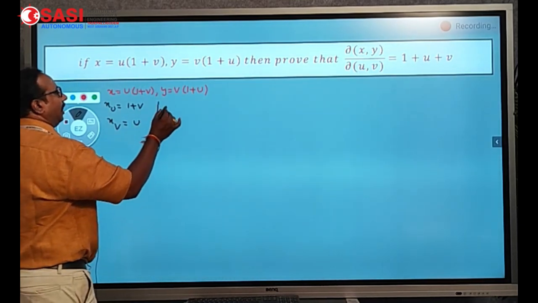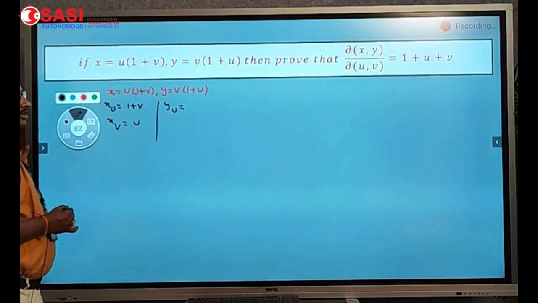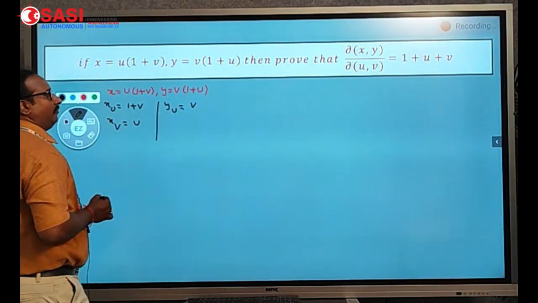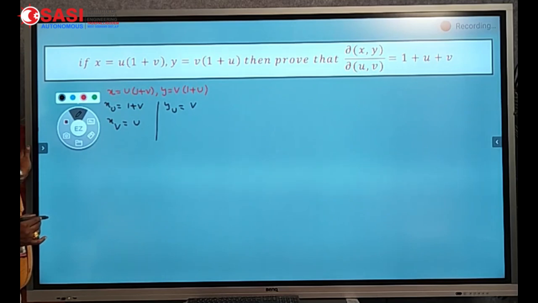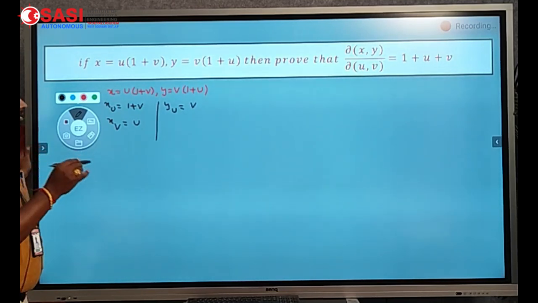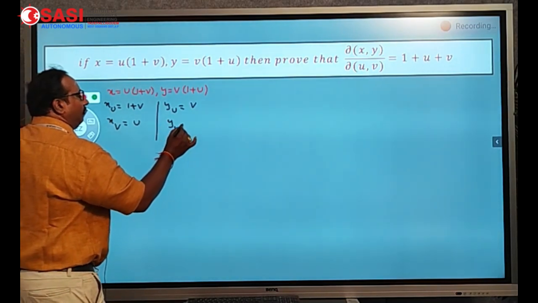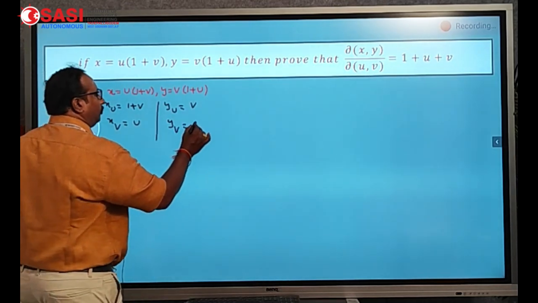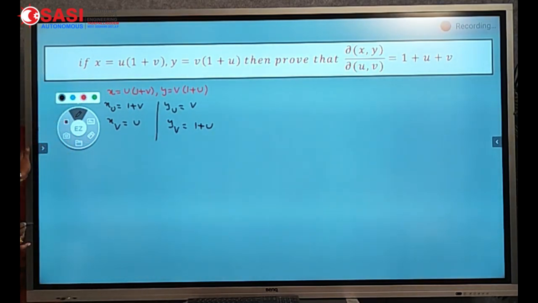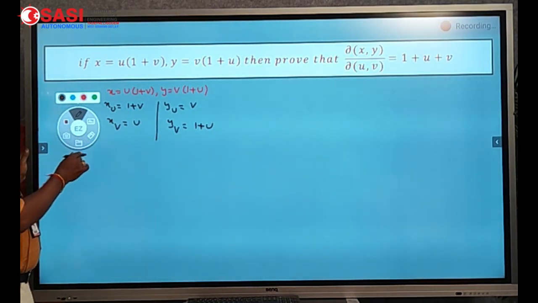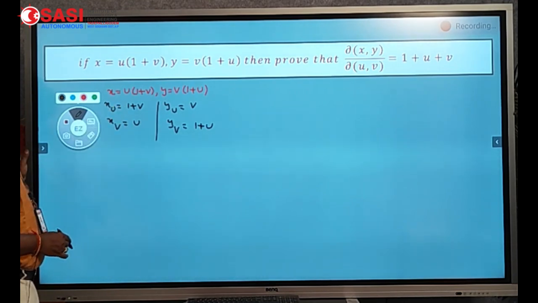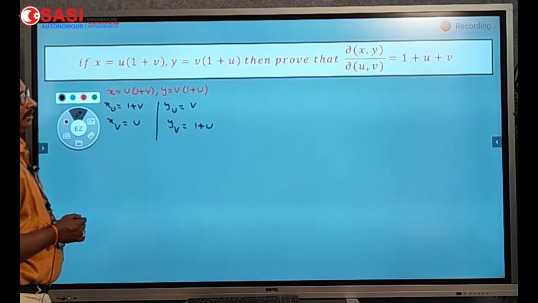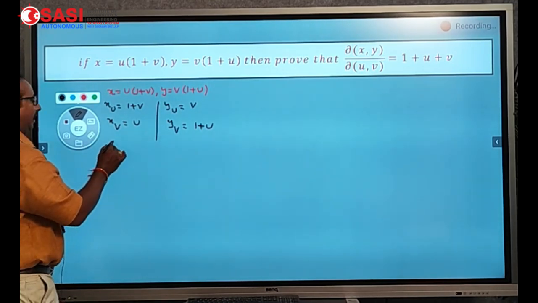Now coming to yu, the partial derivative with respect to u. v is constant, so take v outside, remaining 1 plus u. The derivative of 1 is 0, derivative of u is 1. Now coming to yv, the partial derivative with respect to v. u is constant, so 1 plus u is taken outside, remaining v, whose derivative is 1. Finally we got xu, xv, yu, yv. Now we want to prove dou of xy by dou of uv equals 1 plus u plus v. If you want to prove that, first we have to take the LHS.